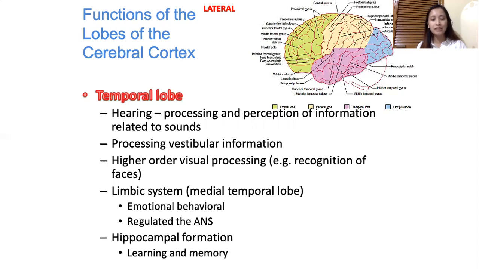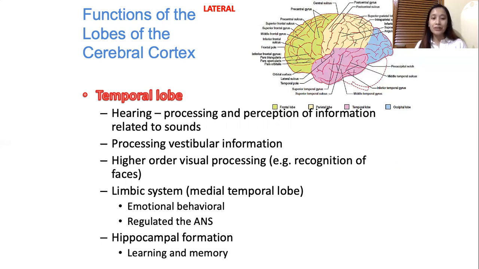Next is higher order visual processing, like recognition of faces, recognition of objects. No? Limbic system is also located in your temporal lobe, and limbic system is involved in creation of emotions, no? Emotional behavior. They say that the feeling of being in love is not really coming from the heart, but actually coming from the limbic system, because it's that part of your brain that creates emotions or creates feelings of emotions. And this is also related to the regulation of the autonomic nervous system.